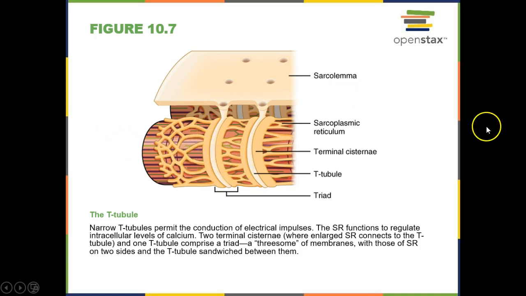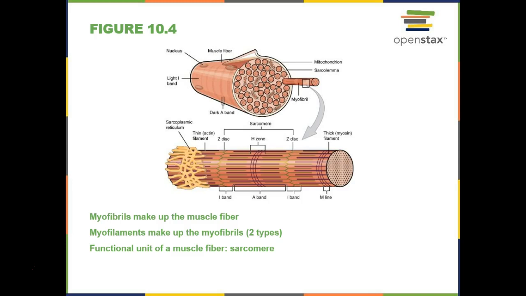The sarcoplasmic reticulum of skeletal muscle is a specialized smooth endoplasmic reticulum that contains calcium. So it has a major function of harboring calcium ions for the muscle fiber. And I already mentioned this, but myofibrils are what make up your muscle fiber, and proteins make up those myofibrils. And the functional unit of a muscle fiber then is a sarcomere.